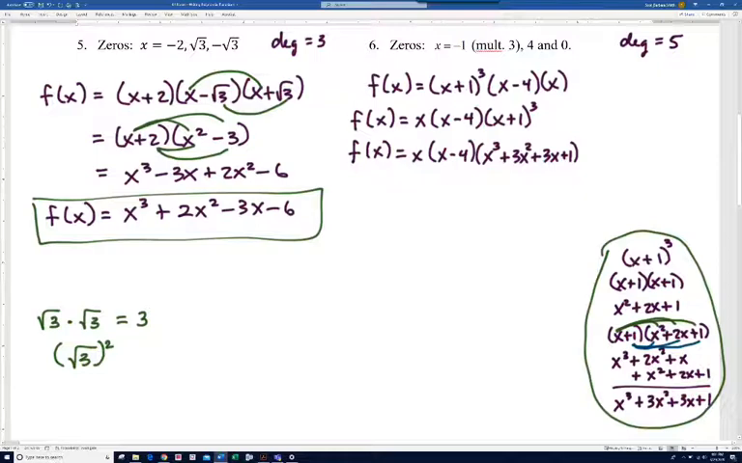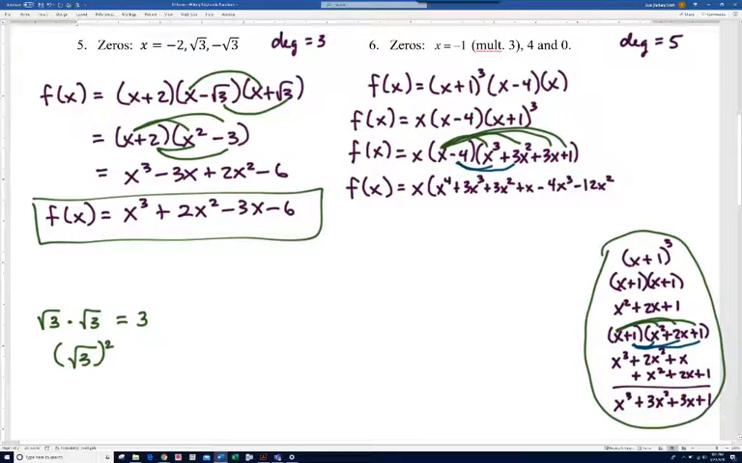So again, we can really do this a couple of ways. I think I'm going to go ahead and multiply these out next. First of all, I need to distribute the x. I'll get x to the 4th plus 3x cubed plus 3x squared, and then x times 1 is x. And then we'll distribute the negative 4. We'll get negative 4x cubed minus 12x squared minus 12x, and negative 4 times 1, we get minus 4.